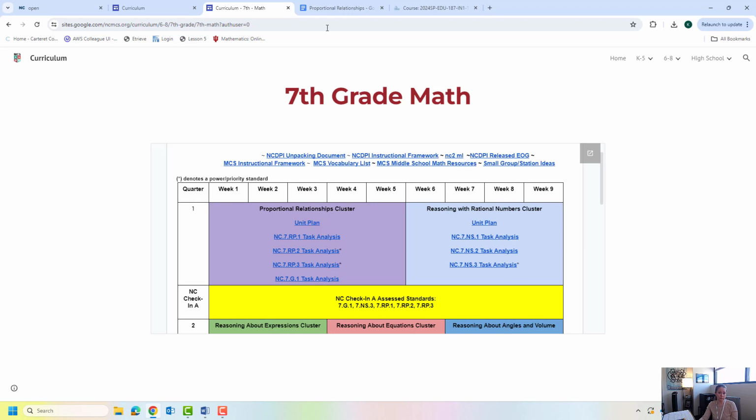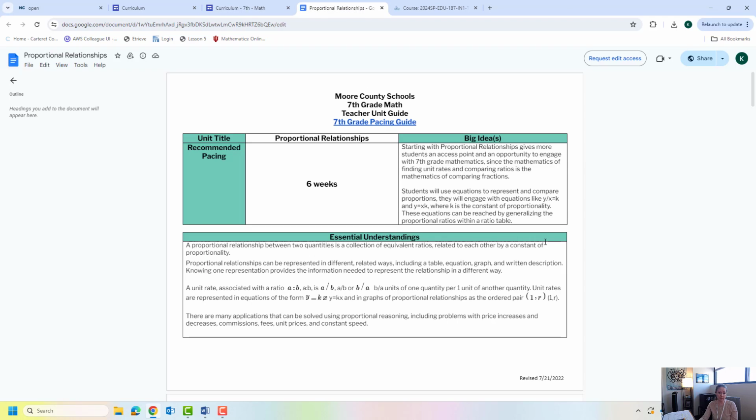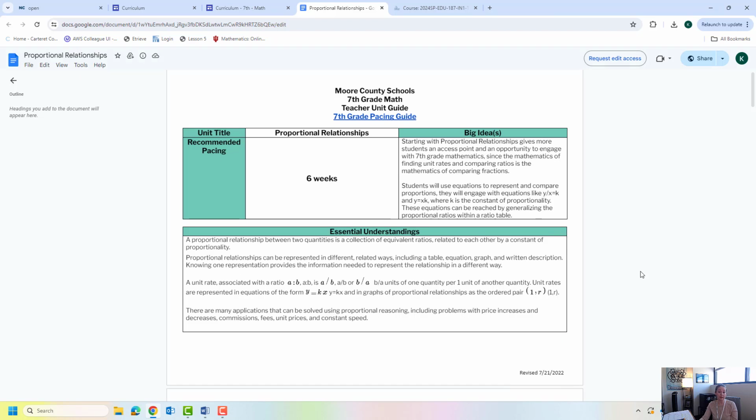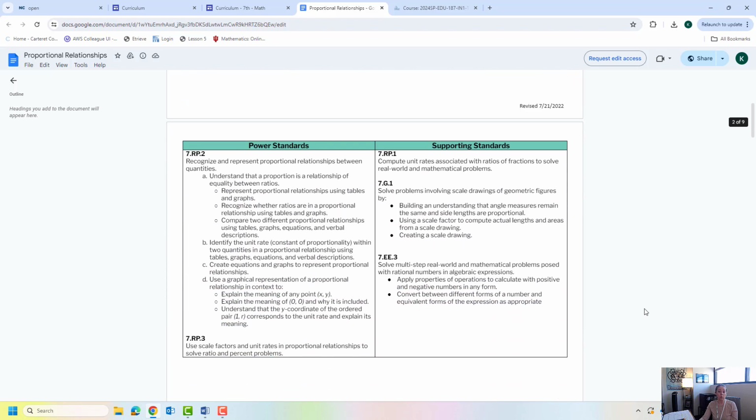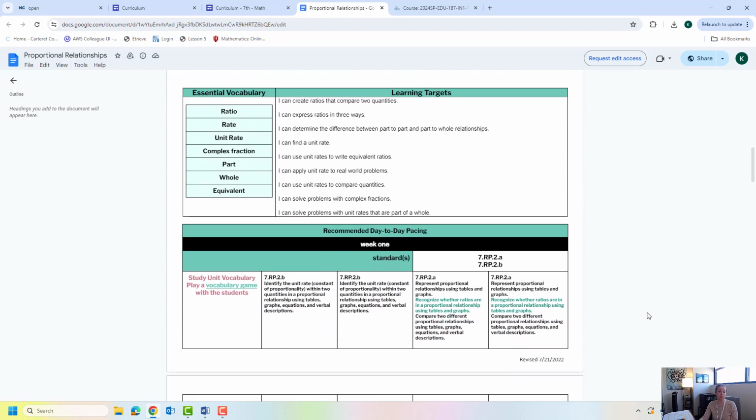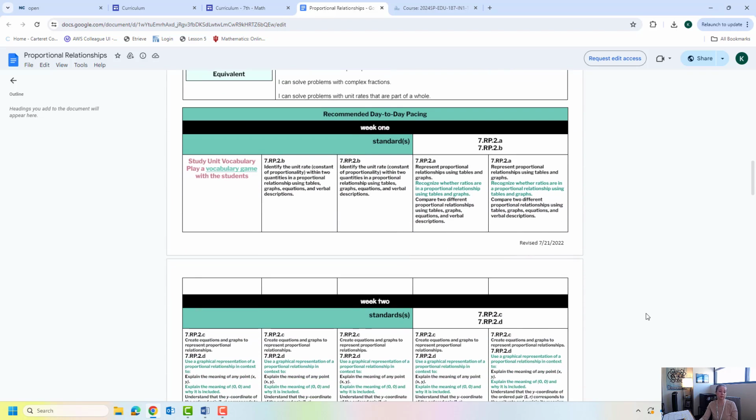So proportional reasoning, if I clicked on that unit plan there, this is what it's going to bring up. I do not want you to copy and paste this from Moore County's webpage. I want you to create your own. However, what an awesome resource for you to get started with this.